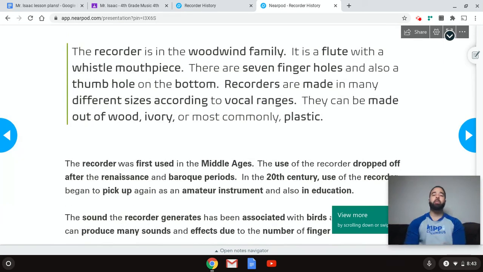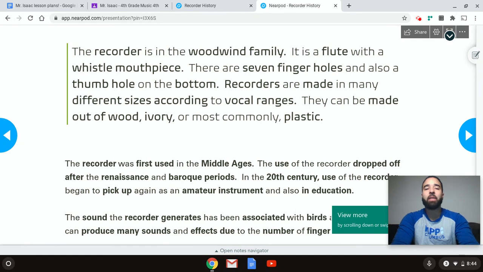The recorder, I'm going to read just some of this. The recorder is in the woodwind family. It is a flute with a whistle mouthpiece. There are 7 holes and also a thumb hole on the bottom. So you can see there's a thumb hole right here, that little hole right by my finger, and then 7 holes on the top. 1, 2, 3, 4, 5, 6, and then the bottom one is 7.